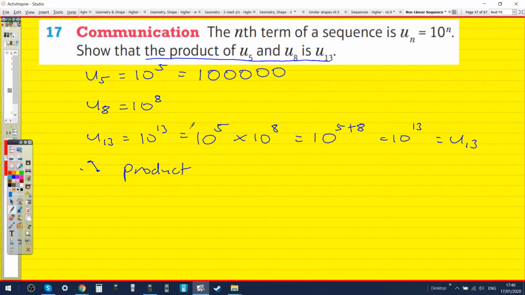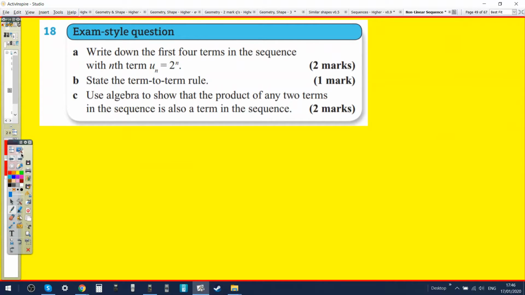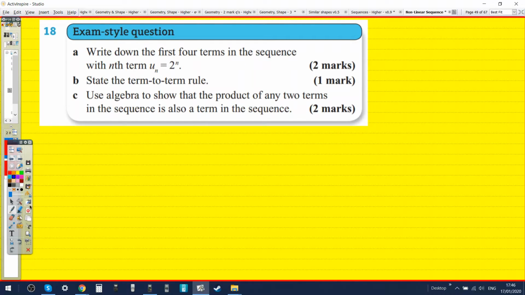So, okay, exam style question. Part C uses that. Use algebra to show that the product of any two terms. You're given a rule and you have to state the first 4 terms, so you have to make the sequence yourself. The first one would be 2, then 4, then 8, and then 16.